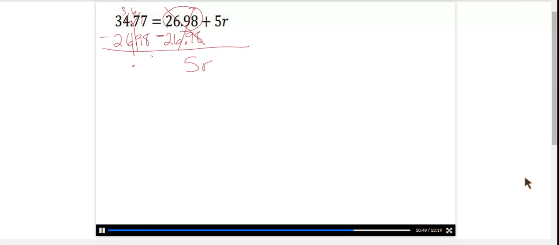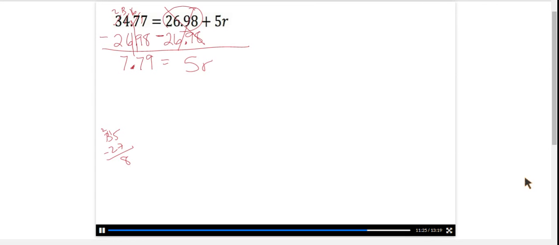So 17 minus 8 is 9. 16 minus 9 is 7. 13 minus 6 is 7. And 2 minus 2 is 0. So I'm left with $7.79. And I can think about, well, $34.77 is close to $35. And 26 is close to $27. And if I do that math, I get $8, and 7.79 is close to $8. So I know I did my math right, because that was a lot of borrowing.